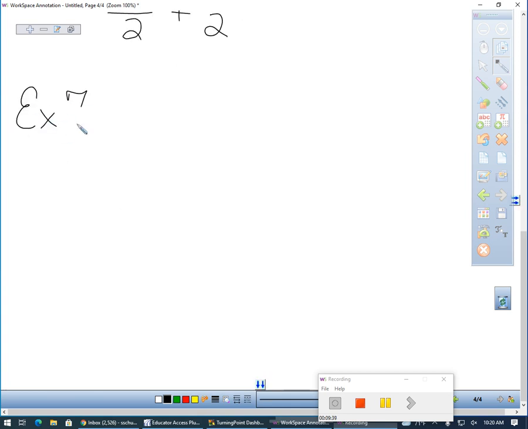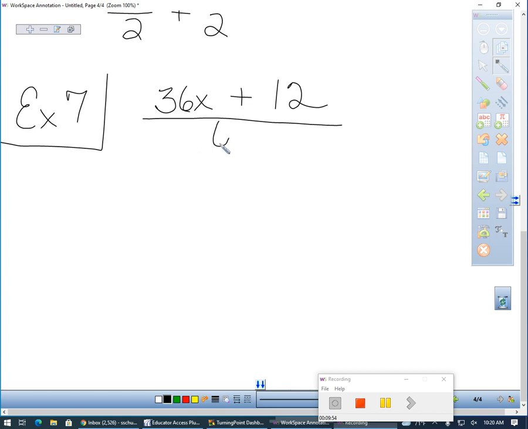Example 7. Again, I want you to write this as a sum or difference. Let's say I have 36x plus 12 over 6. So first thing I got to do is split it up into 2, right? Put that 6, distribute it underneath each of our numbers on the top. So we have 36x over 6 plus 12 over 6.